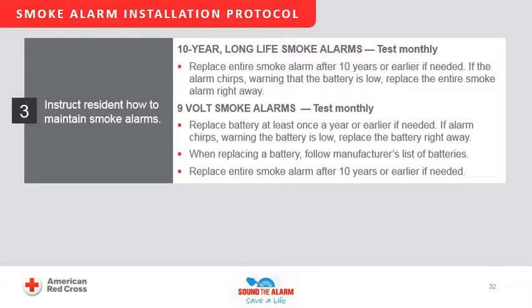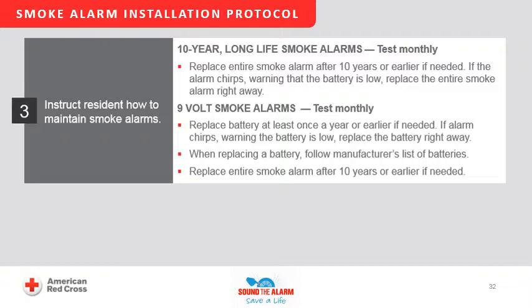Smoke alarms with non-replaceable 10-year batteries are designed to remain effective for up to 10 years. If the alarm chirps, warning that the battery is low, replace the entire smoke alarm right away. Or, for 9-volt smoke alarms, test monthly. Replace batteries in 9-volt smoke alarms at least once a year or earlier if needed.